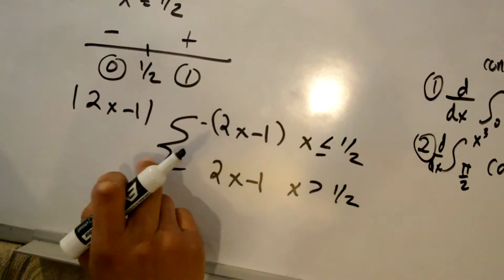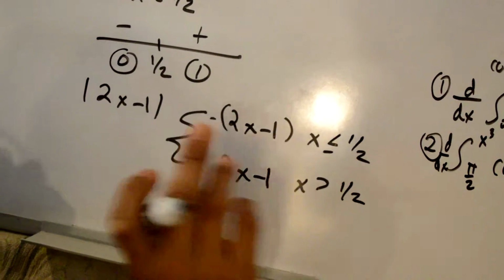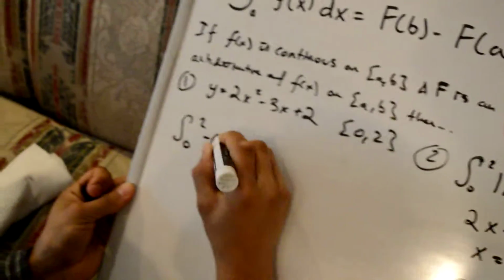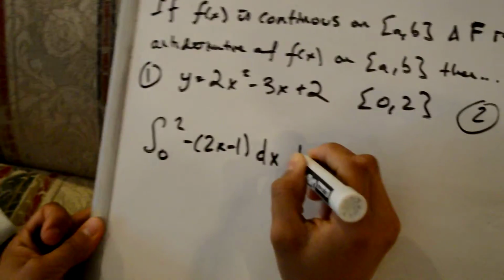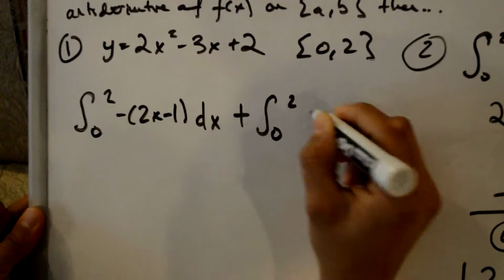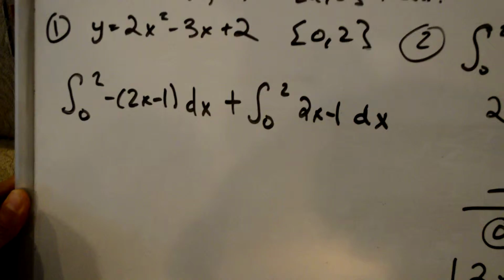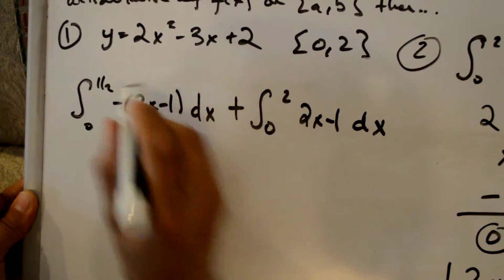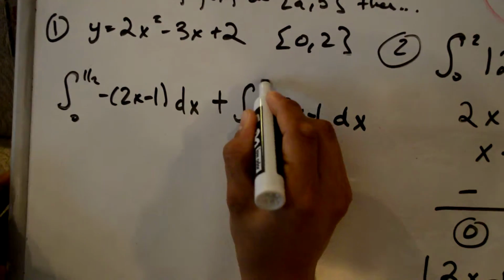Now we're going to have to split it into two separate integrals using these, and we're just going to add them together. So here, let's write over here. The integral 0 to 2 of negative 2x minus 1 dx plus the integral of 0 to 2 of 2x minus 1 dx. Oh, what am I doing? I'm sorry. It's 0 to 1/2 and then 1/2 to 2. Okay?